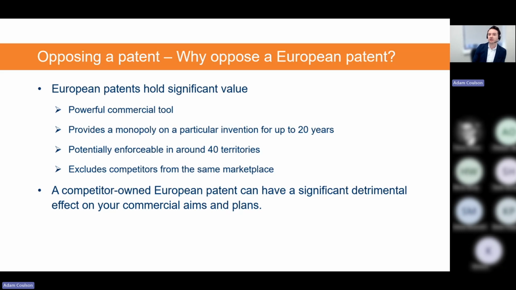It also allows you to exclude the patent owner's competitors from entering the same marketplace in that time and in those territories. So a granted European patent owned by your competitor may have a significant detrimental effect on your commercial aims and plans. This detrimental effect can be eradicated, or at least mitigated, by a single action of the EPO's opposition system.